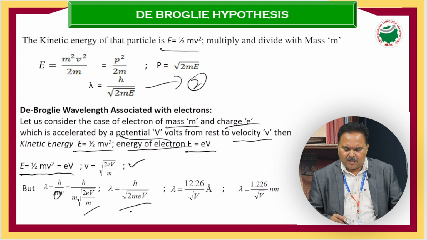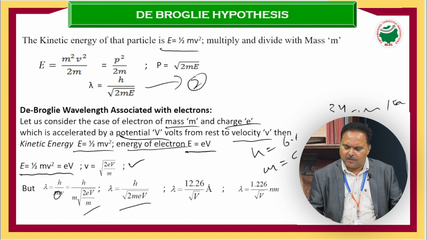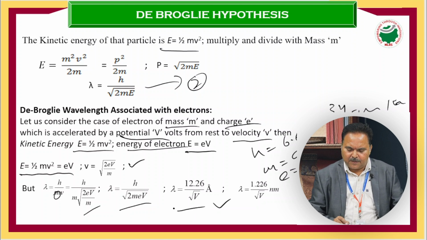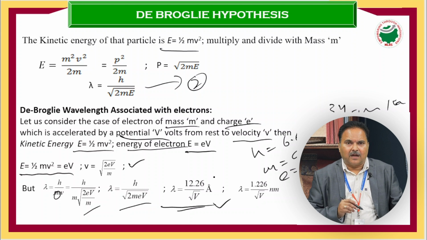We know all the parameters are constants. h is equal to 6.62 into 10 to the power of minus 34 joule seconds. The mass of the electron is 9.1 into 10 to the power of minus 31 kg. The charge of the electron is 1.6 into 10 to the power of minus 19 coulombs. Substituting these values, it becomes 12.26 divided by root V in terms of angstroms. So this is the de Broglie wavelength for an electron.